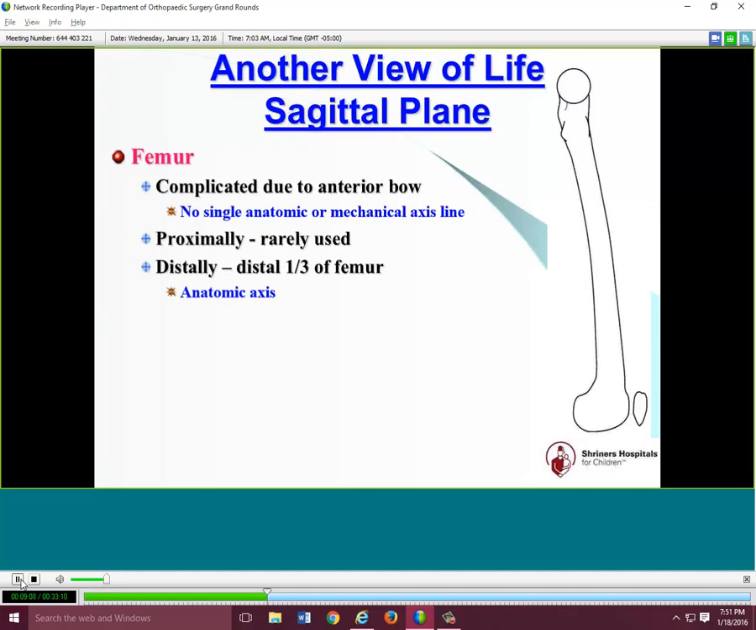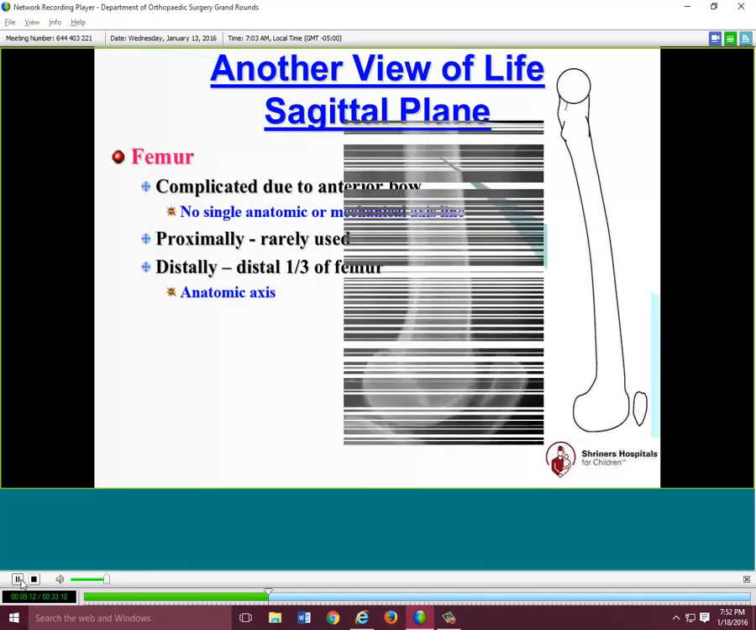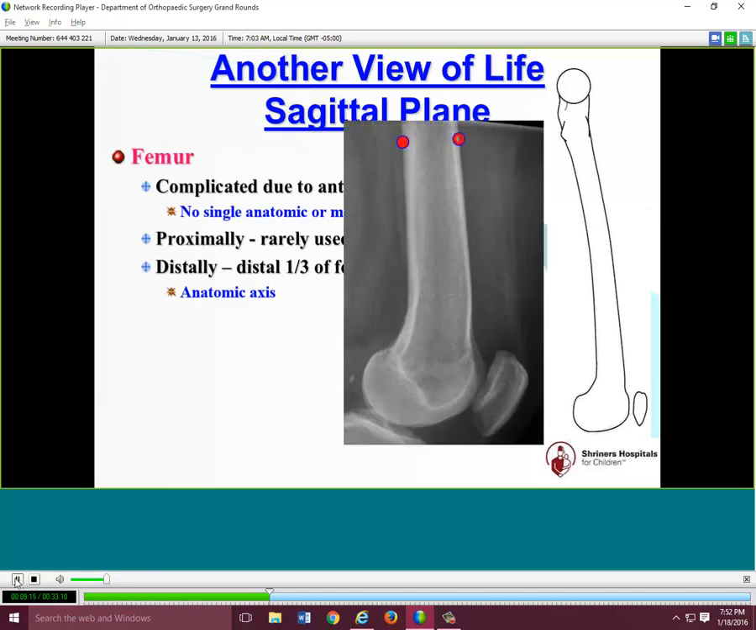So what you do distally is you look at the bottom third of the femur, figure that's relatively straight below the anterior bow. And you draw here, you can only do this by anatomic axis. There's no mechanical axis. So we figure out where the middle of the bone is at two sites and draw a line through there.